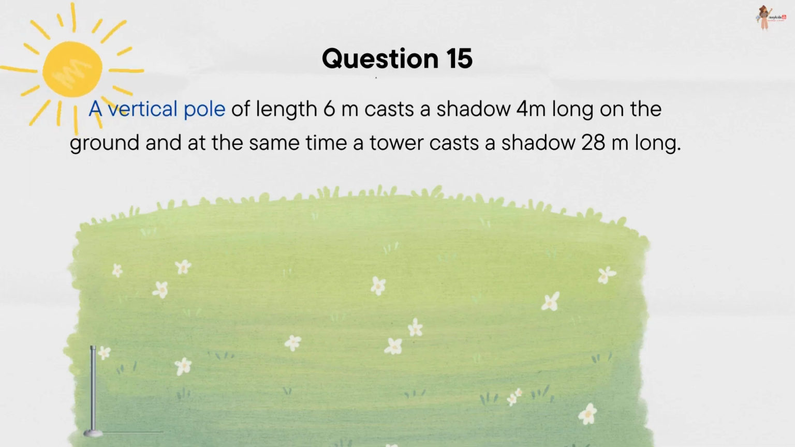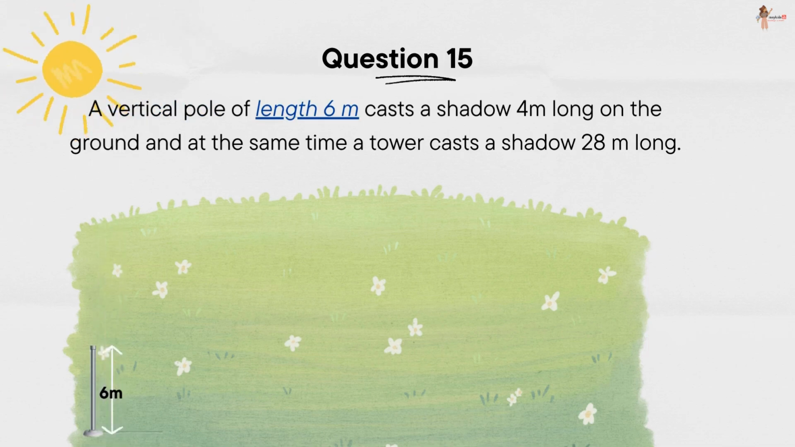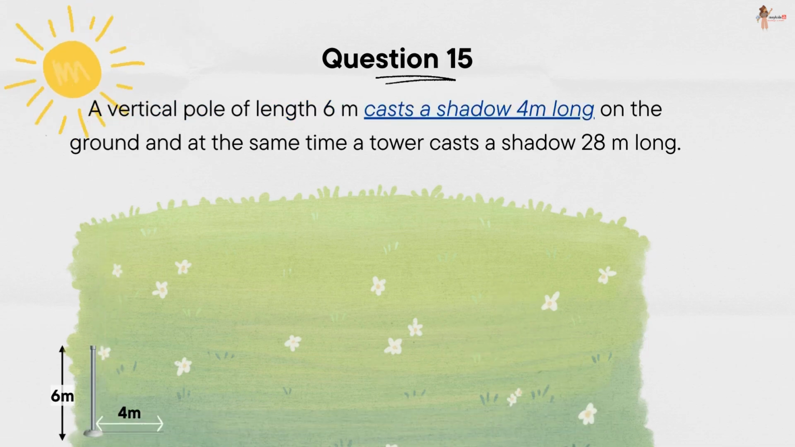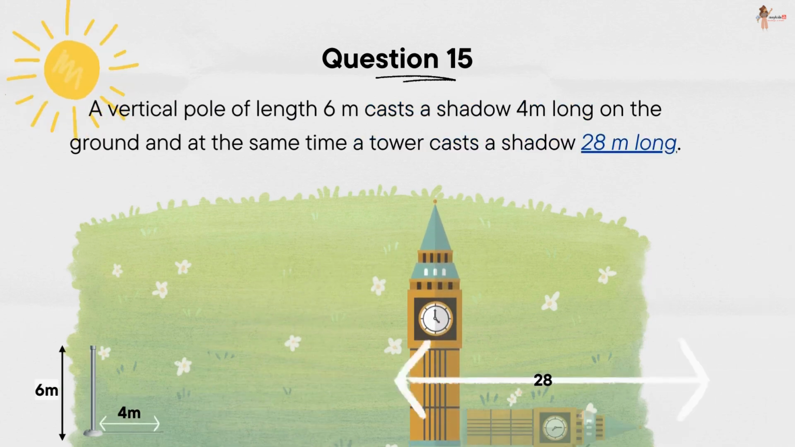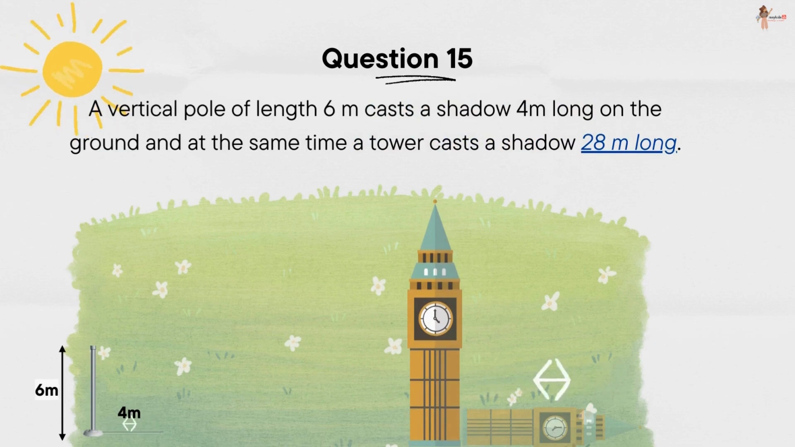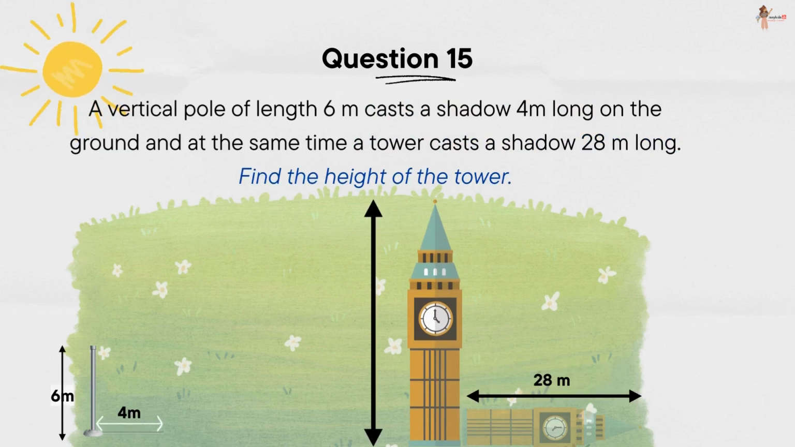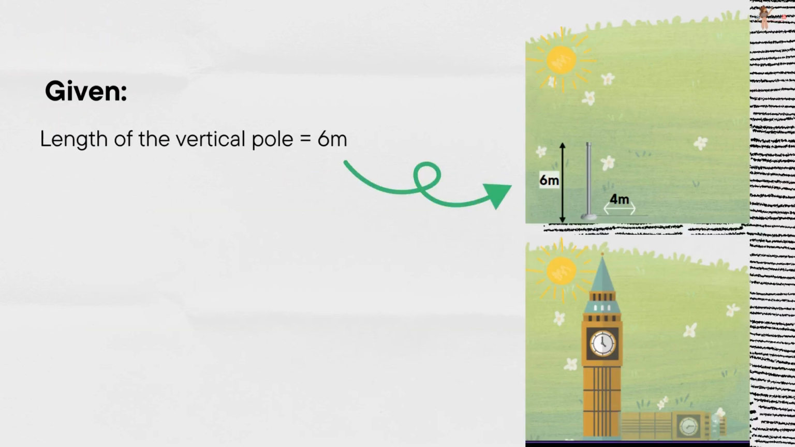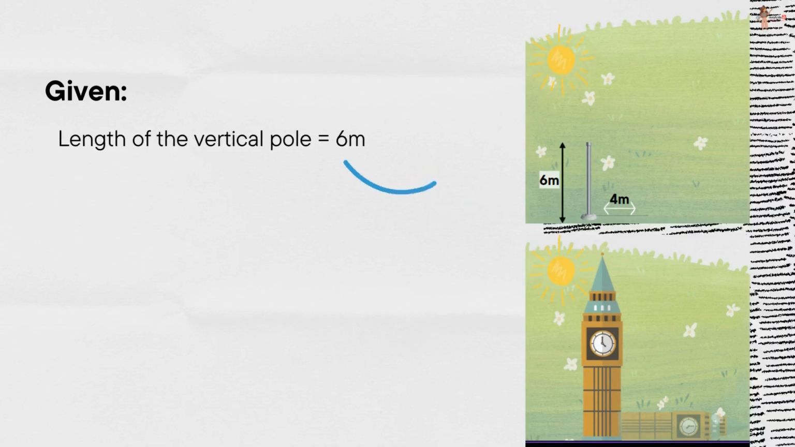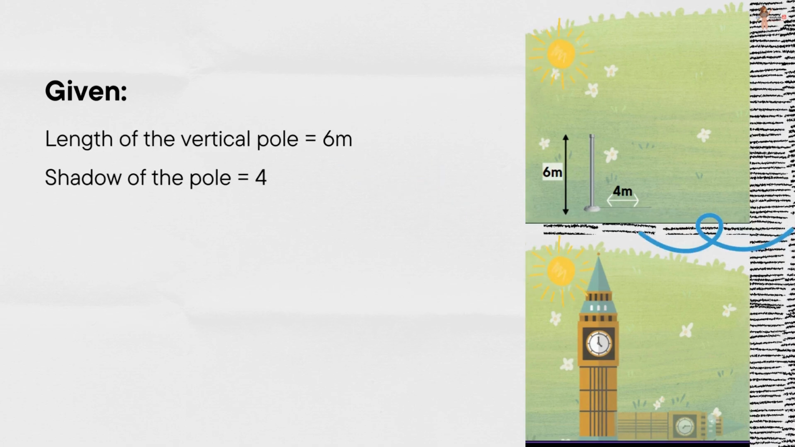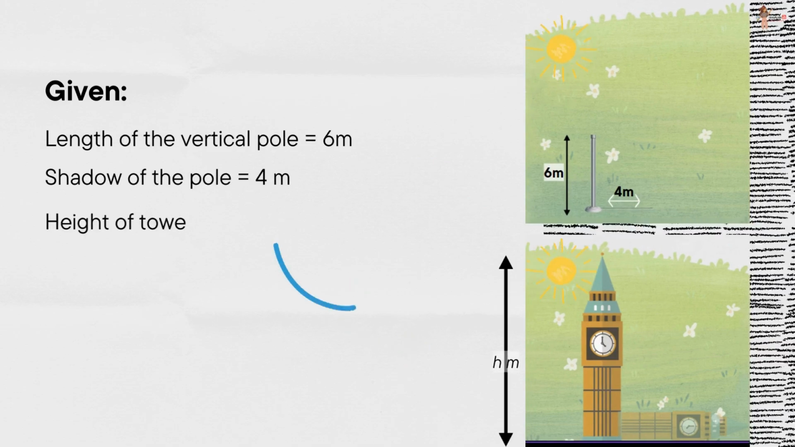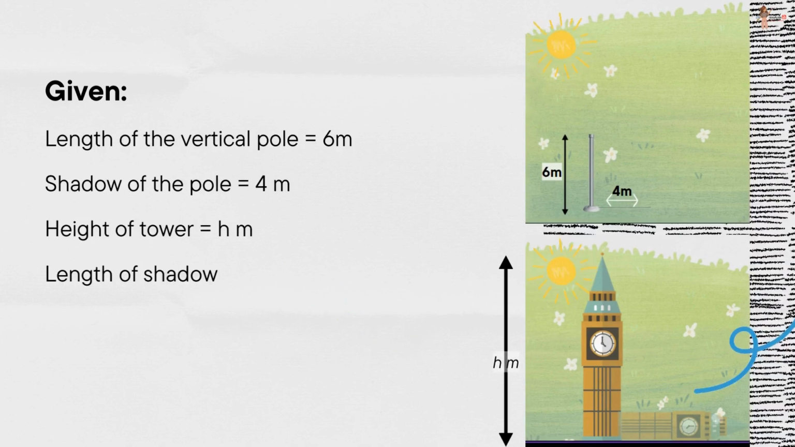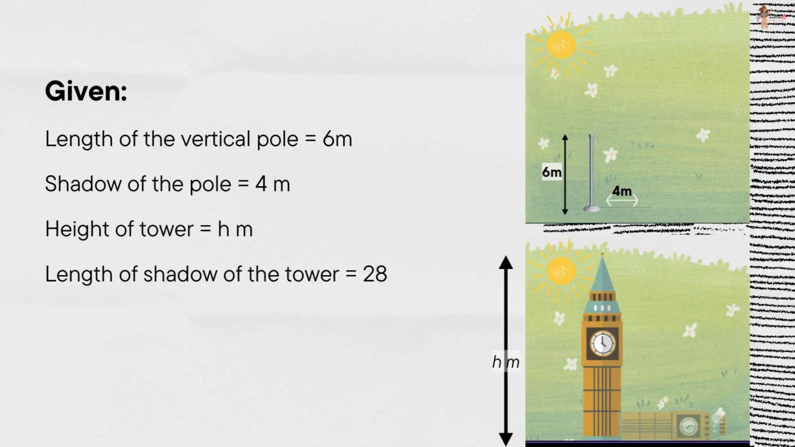A vertical pole of length 6 meters casts a shadow 4 meters long on the ground, and at the same time a tower casts a shadow 28 meters long. Find the height of the tower. We are given that the length of the vertical pole is 6 meters, the shadow of the pole is 4 meters. Let's assume that the height of the tower is h meters, and we are given that the length of the shadow is 28 meters.